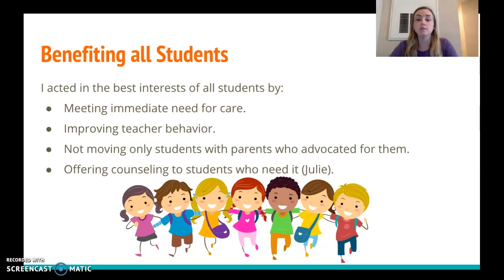I'm making efforts to improve their teacher's behavior. So this isn't just going to benefit one student who I'm going to remove from the class. I'm not only moving students whose parent advocated for them, I'm making sure that all of the students in the class are benefiting by this teacher's improved behavior. And then I'm also offering counseling to students who need it, like Julie Stafford, but any other students who felt like they needed it or whose parents felt like they needed it as well.